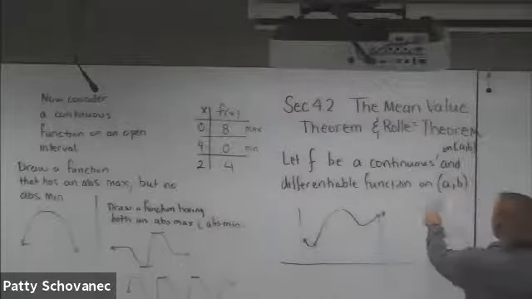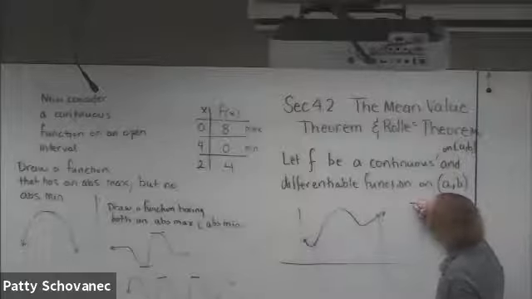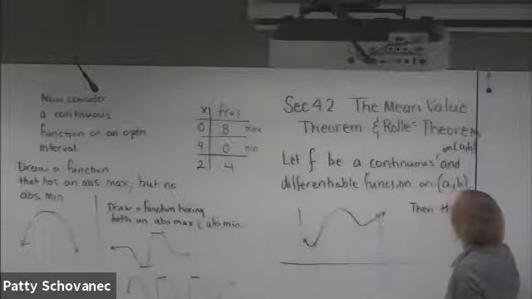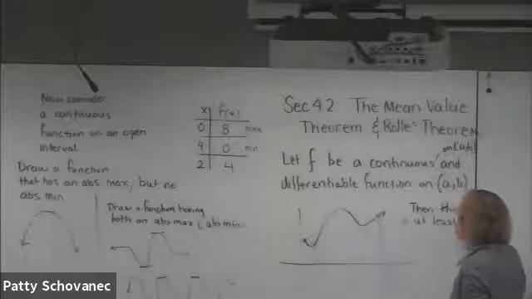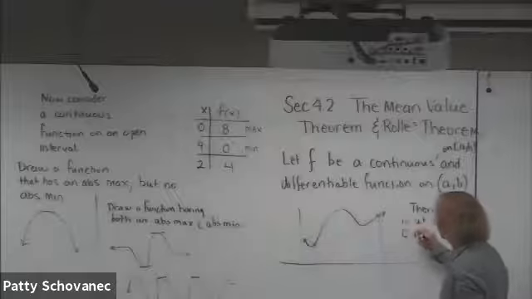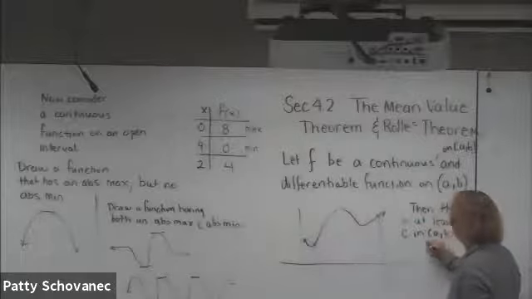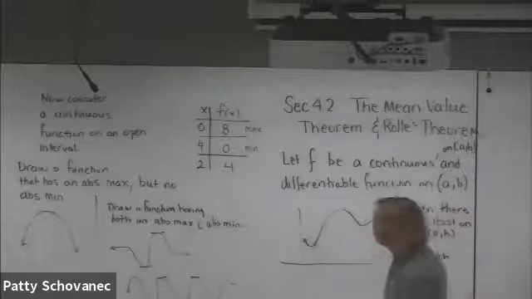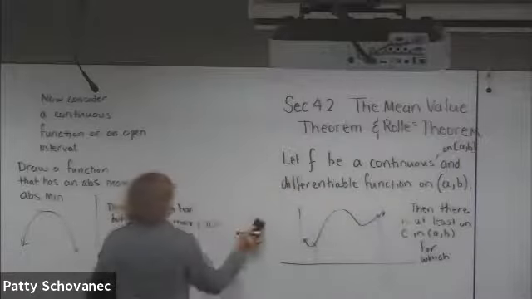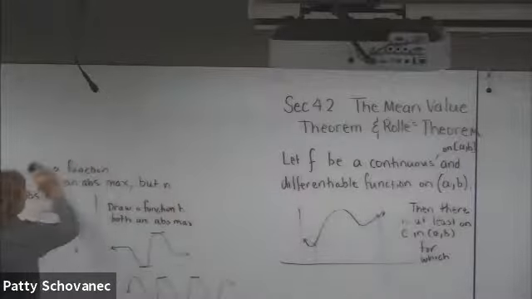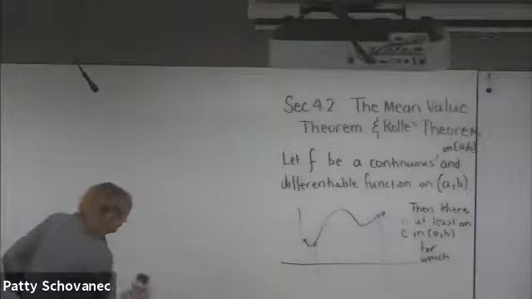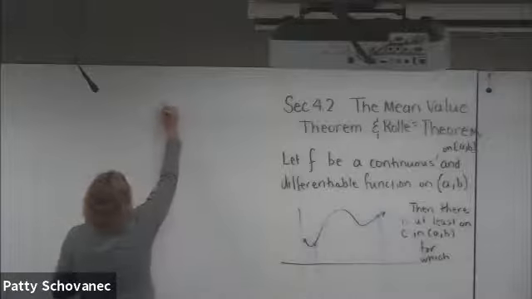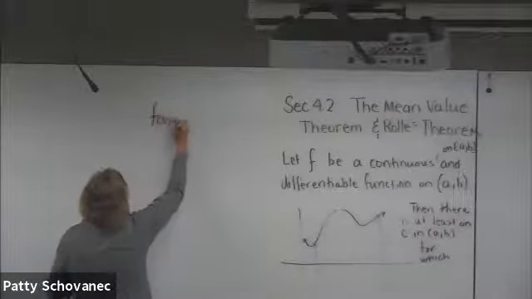So if f is continuous on [a, b], differentiable on (a, b), then there is at least one value c in the interval A to B for which the slope of that line that I drew in blue is equal to the slope of the tangent line at that point C. It can be more than one.